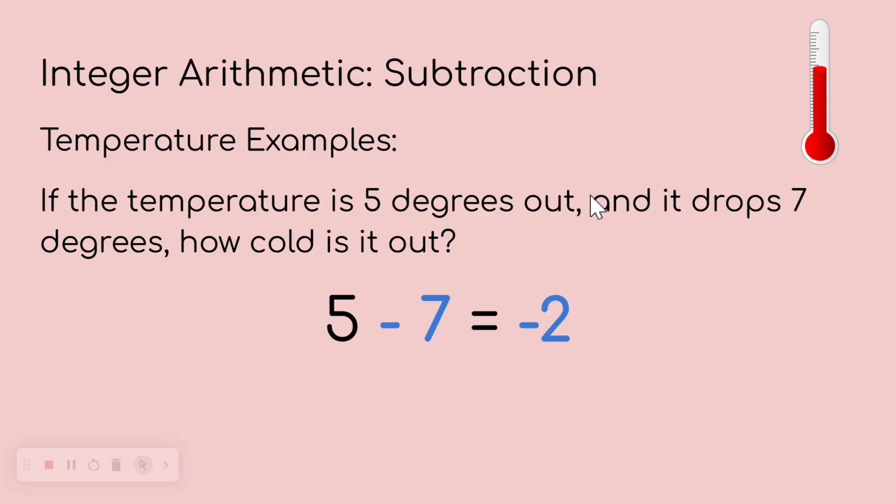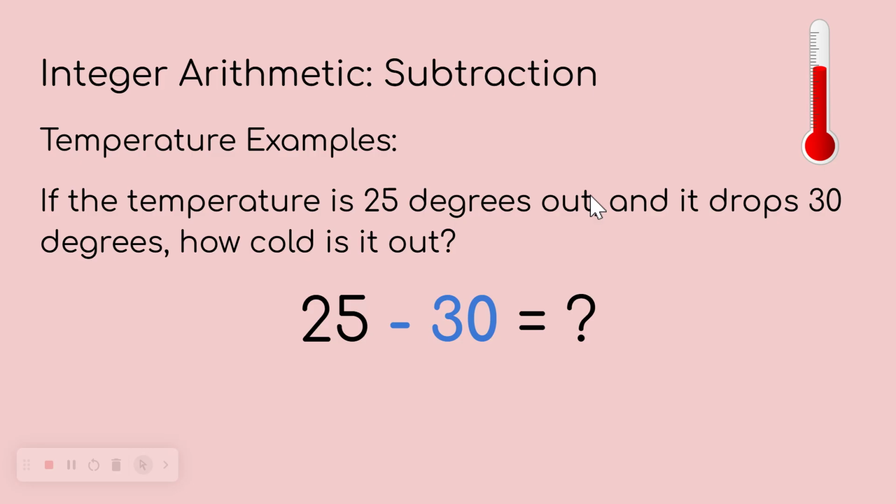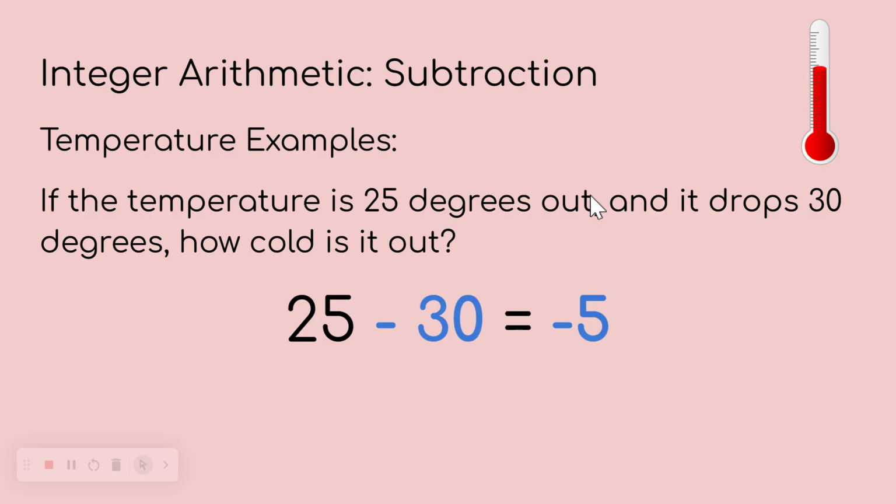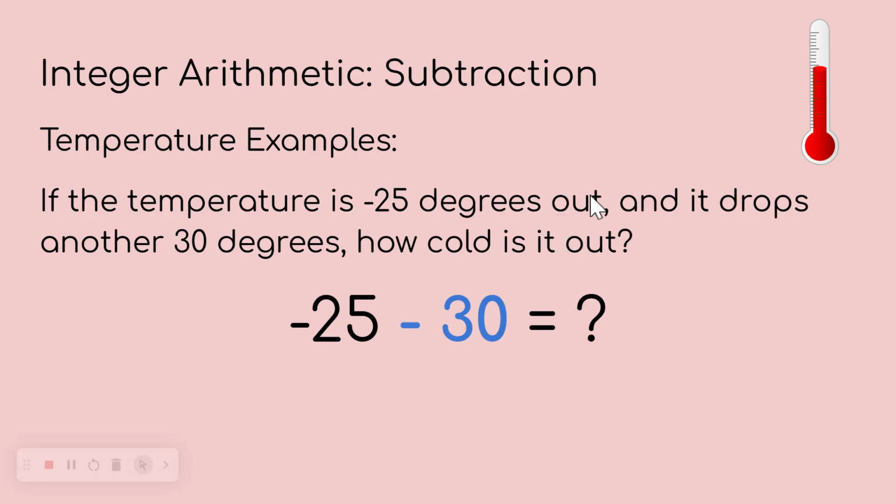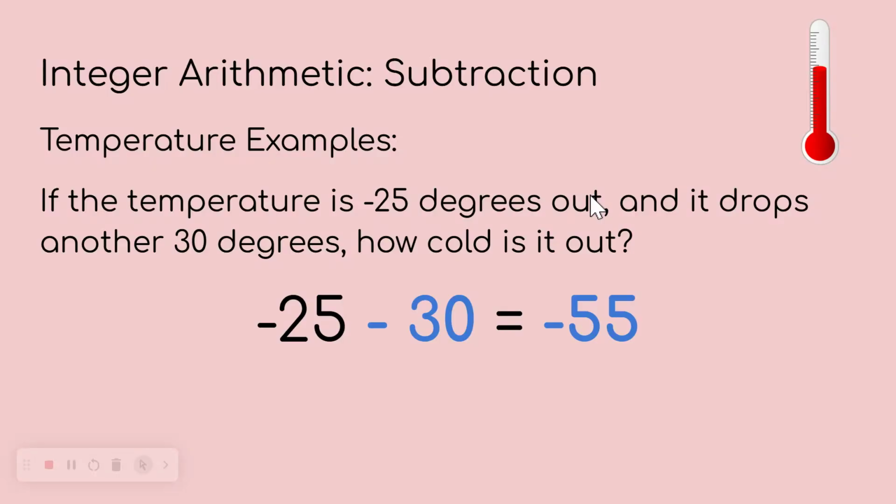It would be -2, right? And if it's 25 degrees out and it drops 30 degrees, it would be -5 out. But what if the temperature is -25 and it drops another 30 degrees? If you think about it for a second, you should realize that it would be negative 55 degrees out.